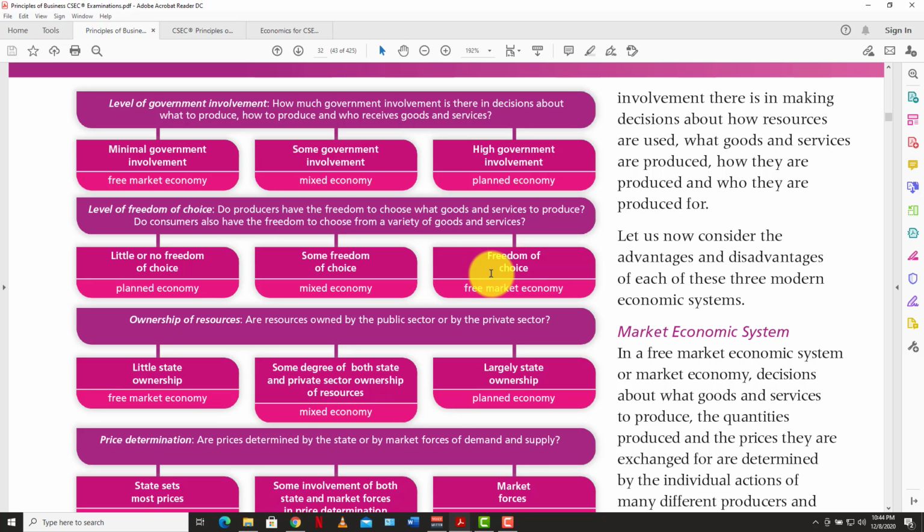From both angles, from the producer and the consumer, your freedom of choice under the planned is little or none. For the mix, some freedom. For the free, you have freedom of choice.